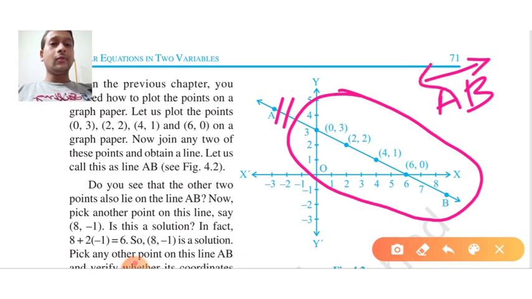So in this chapter we will have to draw the graph wherever you are asked. You may even be asked to form a linear equation and then plot the points on the graph paper. The solution of the linear equation you are asked to plot on the graph paper. You will get a straight line, and you probably have to show that on the graph paper. Okay.